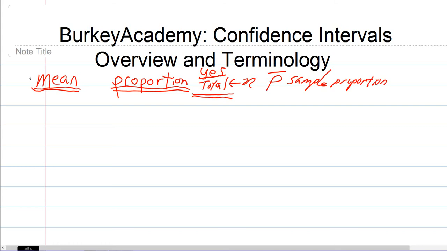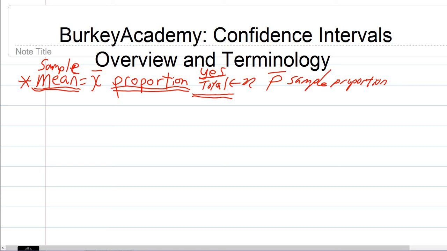Now, if we take a sample of people and we calculate the average of the sample, right, the sample mean, then the symbol we're going to use for the sample mean is X bar. So kind of like P bar, that tells us it's a proportion calculated from a sample. This is a sample mean. This is a proportion calculated, a mean, an average calculated from a sample.